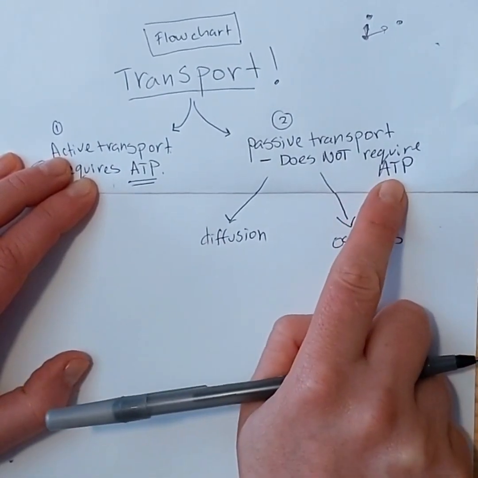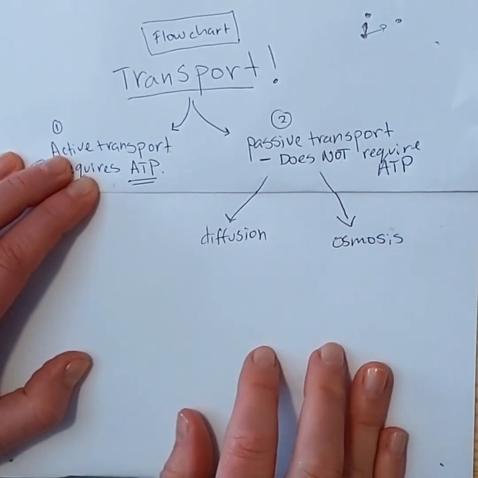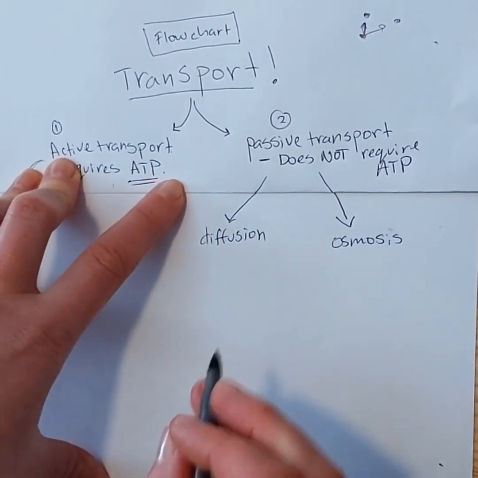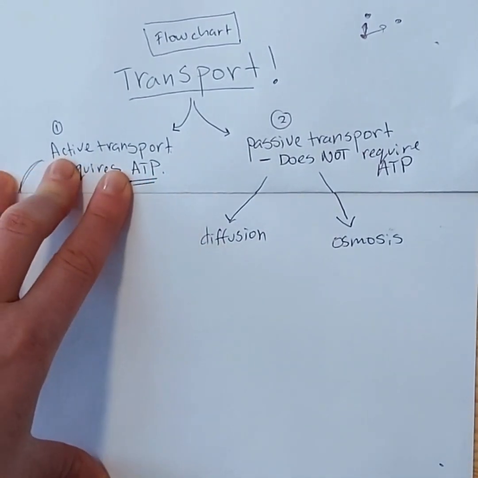You don't have to pay for it with ATP. It's just going to happen because these molecules have energy and they're jiggling. So they're going to jiggle themselves into different places than when they started.